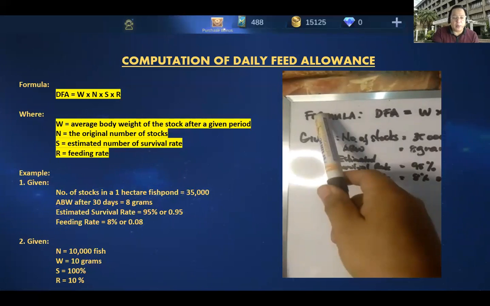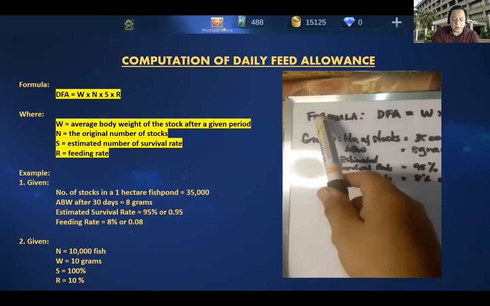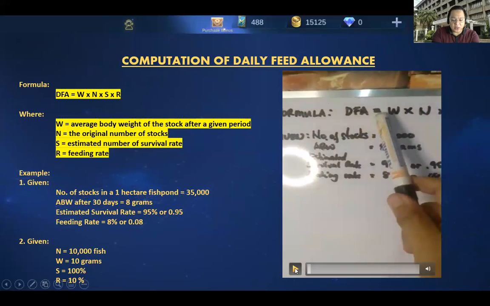So we have here two examples, but definitely we will have the first one. Given the number of stock in a 1 hectare fish pond, which is 35,000, the average body weight after 30 days is 8 grams. Estimated survival rate is 95% or 0.95. Feeding rate is 8% or 0.08. Take note that from the given data above, in the formula for the DFA, the estimated survival rate, which is 95%, and the 8% should be converted into decimal. So let's watch this video.